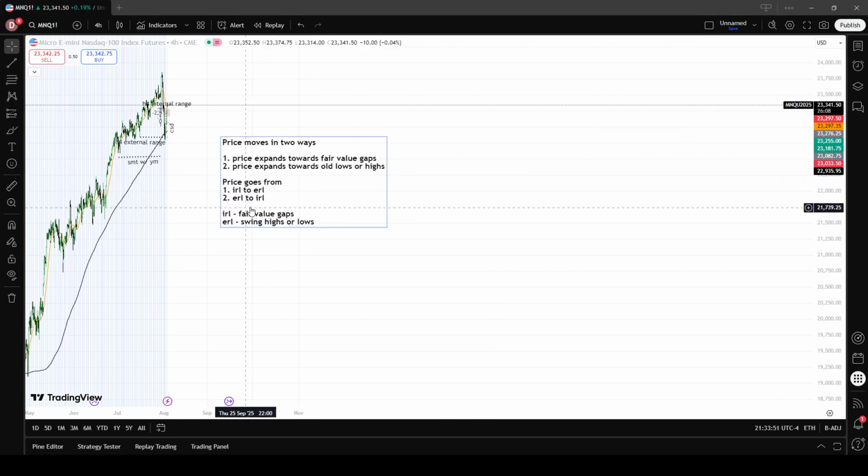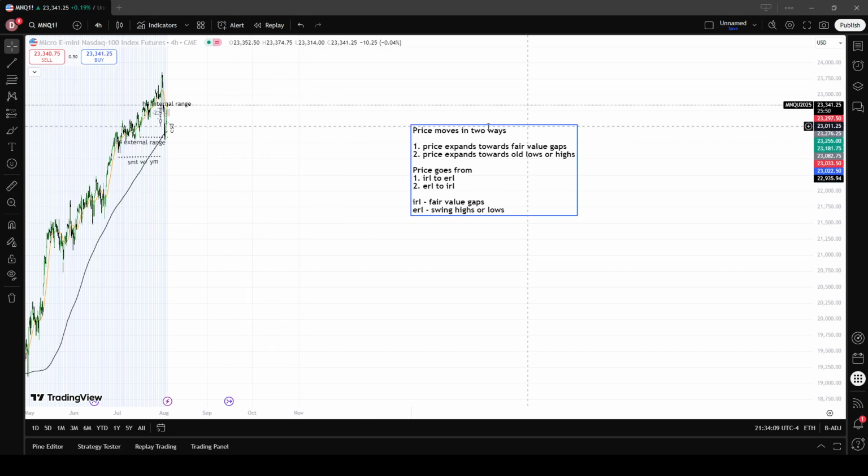So price moves in 2 ways. It either expands towards fair value gaps or old lows or highs, okay? So IRL to ERL or ERL to IRL. So IRL is the fair value gaps and ERL is the swing highs or lows, okay?